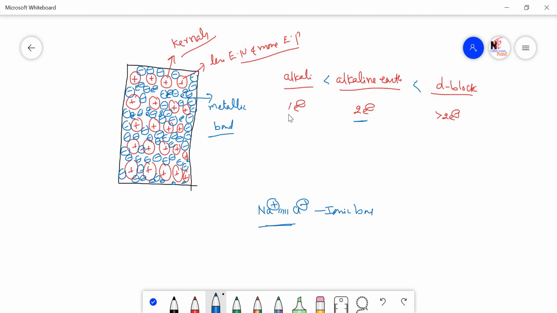Since alkali metals are able to produce only one electron, alkali metals are soft in nature. Alkaline earth metals are a little bit harder compared to the alkali metals, and d-block metals are completely hard compared to both alkali and alkaline earth metals. So the strength of the metallic bond or the nature of the metal depends on the number of electrons the metal provides to the electron sea.